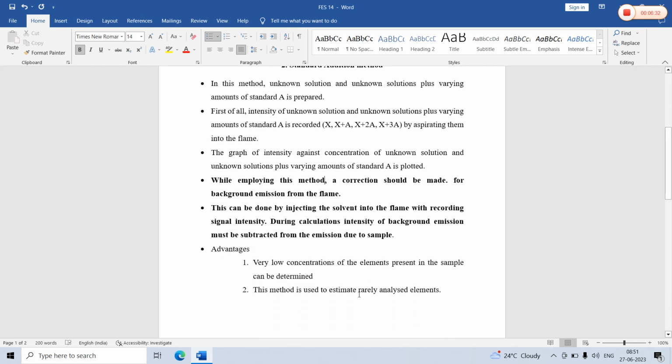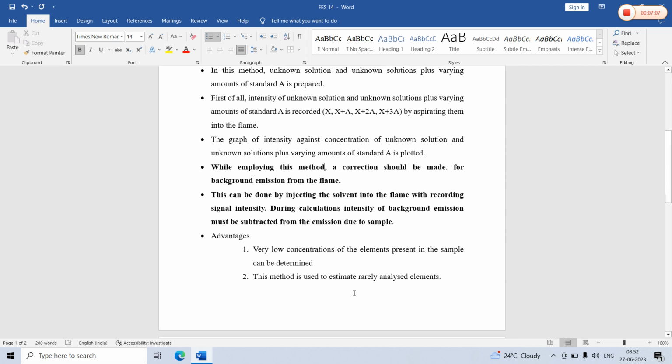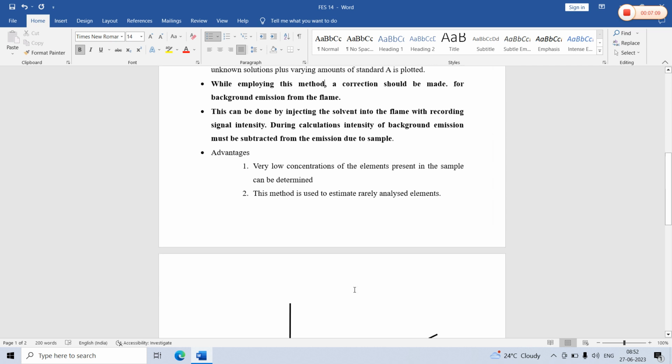Now, what are the advantages? First, a very low concentration of the element present in the sample can be determined. The standard addition method is very advantageous because of very minute concentrations of the element present in the sample that must be determined. The second point is that this method is used to estimate a rarely analyzed element. Elements which are not analyzed by any other method can be analyzed using the standard addition method.